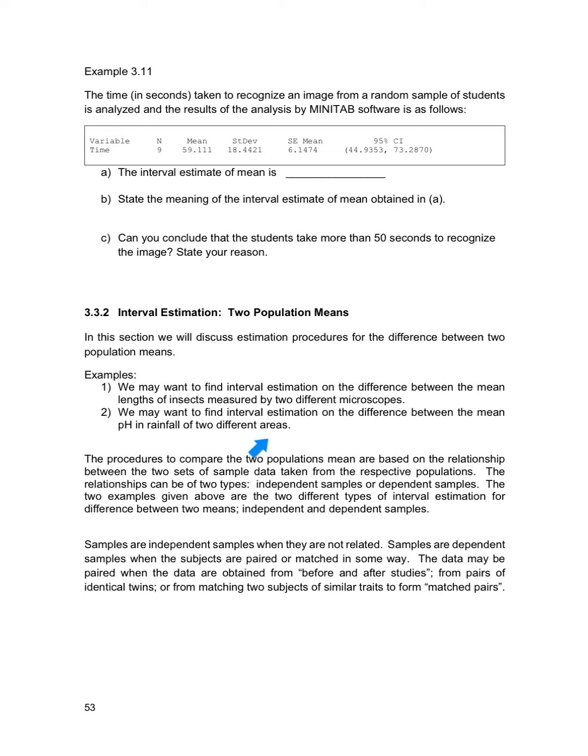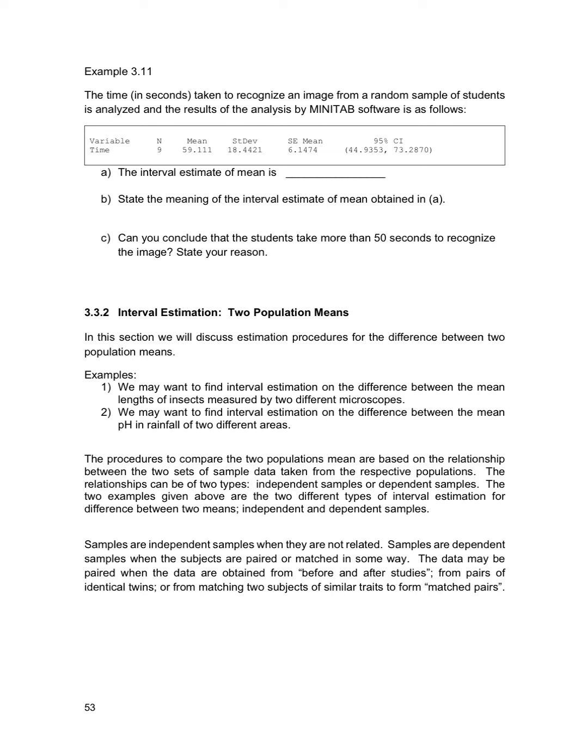So we have two populations here in terms of area. We have area 1 and area 2. We measured the pH for these two areas. So we want to know whether there is any difference in terms of the mean pH in rainfall for the two areas.